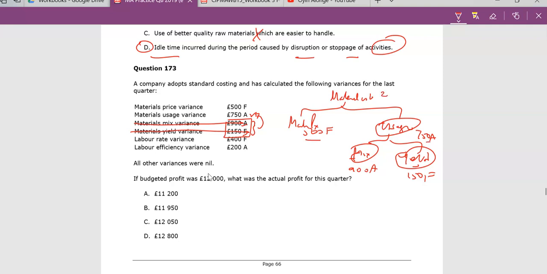And therefore, if you have a 500 favorable and a 750 adverse, you have technically a 250 adverse. So you could really have gone all the way up and just said we have a material cost variance of 250 adverse. And the same with your labor rate variance. You have a labor rate variance of 400 favorable and an efficiency variance of 200 adverse. So technically you have a labor variance of 200 favorable. In a way I could have almost isolated these to just these two if I wanted to.